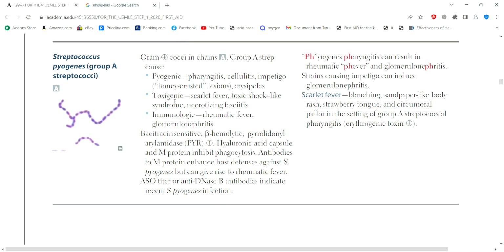So for rheumatic fever, you get ASO antibodies or DNase B antibodies, and you can also have antibodies against M protein. Our own cells.